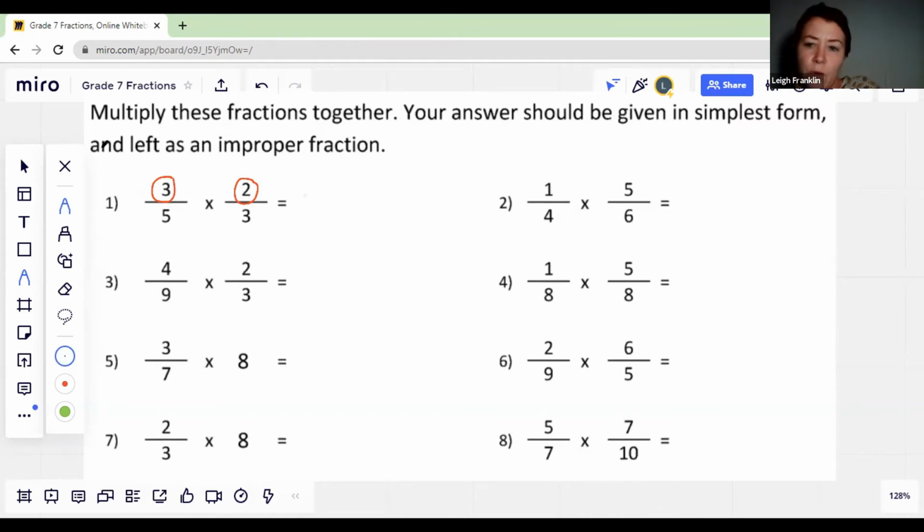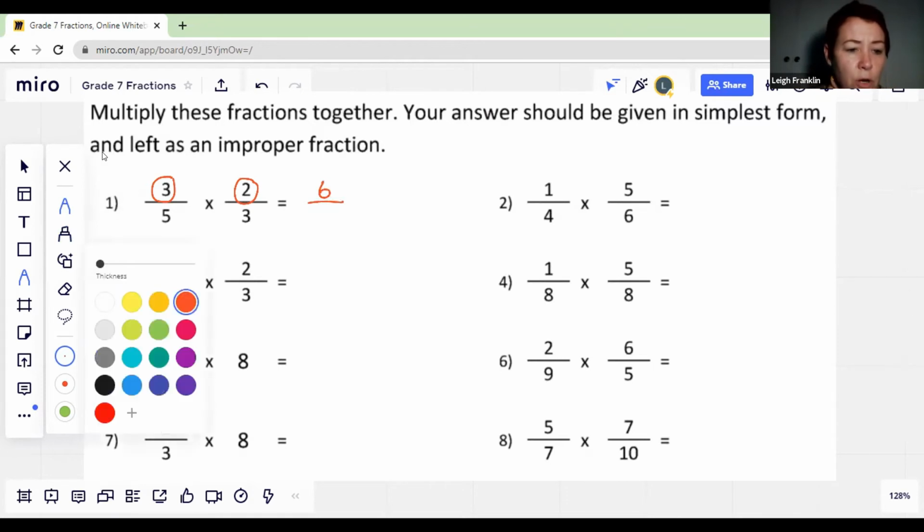What are we going to get? 3 times 2 leaves us with? 6. Indeed. So we've got 6 in the numerator. Okay, now we've got to do the denominator. So now let's go and see what's in the denominator.